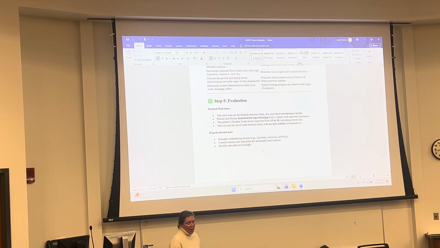All right, and then Nash, you want to read our evaluation phase? Desired outcome: the area of the buttock remains clean, dry, shows no increase in size; patient and family demonstrate repositioning every 2 hours with minimal assistance. Patient's Braden scale score improves from 15 to 18, which would be low risk. Skin around the sacral area remains intact with no redness or breakdown. If goals are not met, reassess contributing factors, e.g. moisture, nutrition, mobility. Consult wound care specialist for additional interventions and modify care plan accordingly.